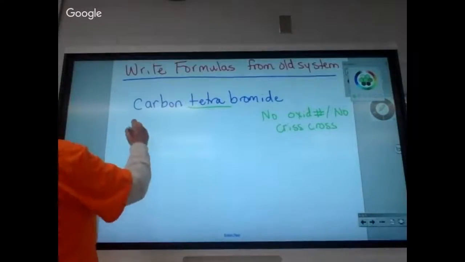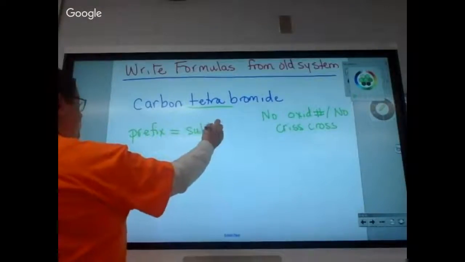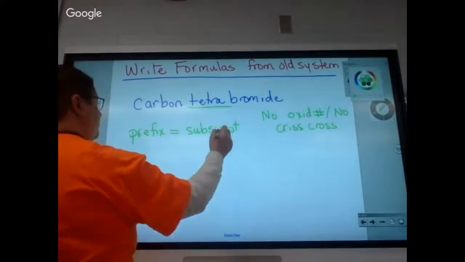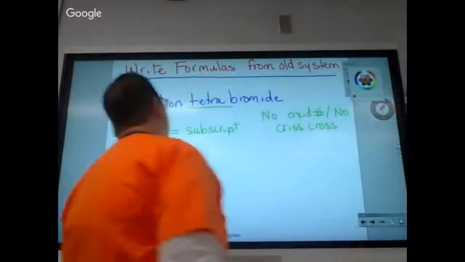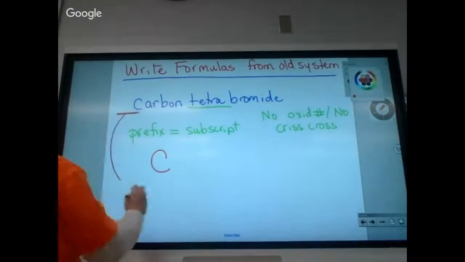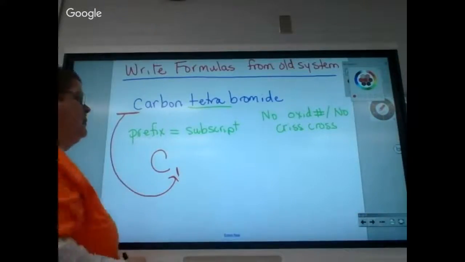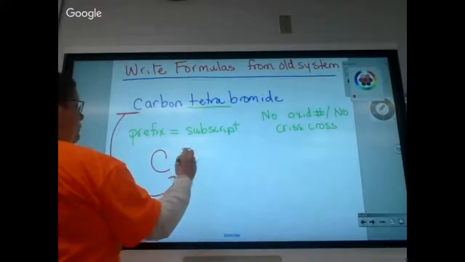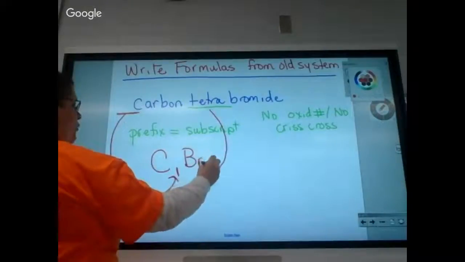All right. The prefix equals the subscript. It's that simple. Whatever the prefix is, it's the subscript. So, what is our first element? What prefix does it have? None. So that means it's a 1. Do we have to write that? Nope, I'm just doing it for instructional purposes at the moment. Bromide, Br, has what prefix?